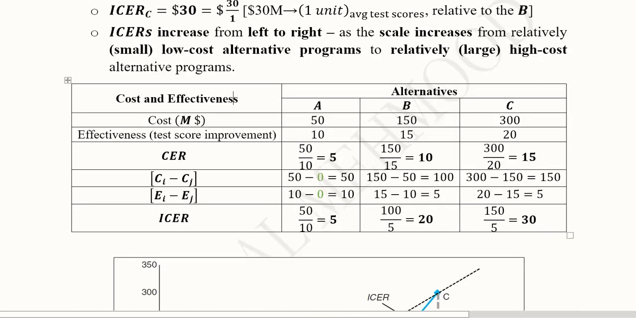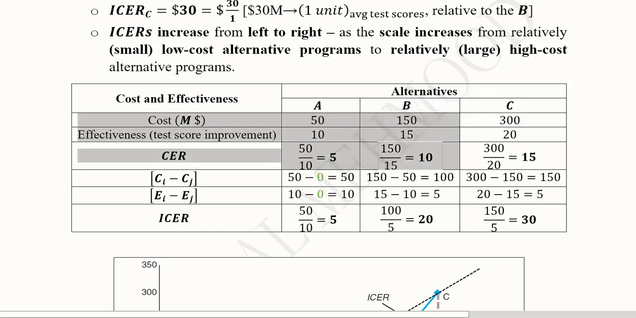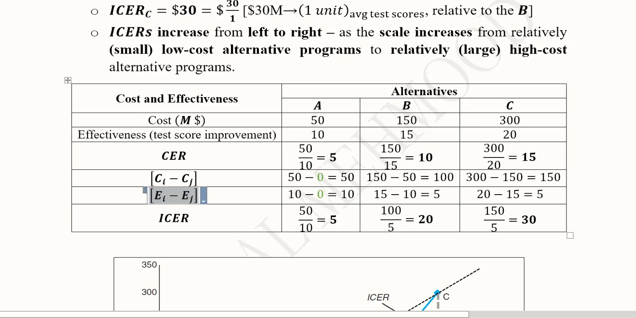This is the table in which we try to calculate all these values. We have done this before, the cost effectiveness ratio. Here we will calculate the differential of the costs, and here we have calculated the differential of the effectiveness. You can see 50 minus 0 means as compared to status quo. In the status quo, there are no costs and there is no effectiveness from that. So it will be 50 minus 0.